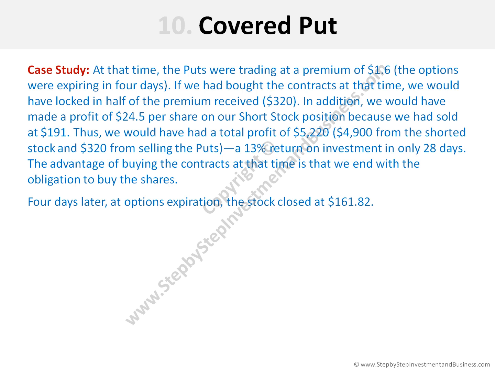Thus, we would have had a total profit of $5,220, $4,900 from the shorted stock, and $320 from selling the puts, making a 13% return on investment in only 28 days. The advantage of buying the contracts at that time is that we end with the obligation to buy the shares.